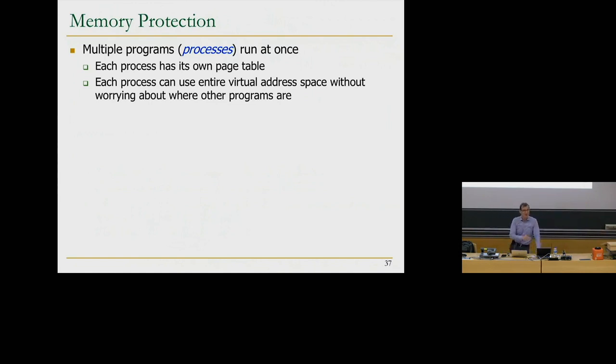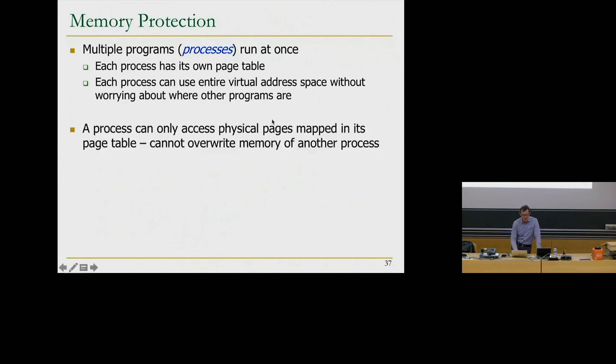But virtual memory, by enabling this indirection and having a virtual to physical mapping for each process, saves you from a lot of headache, because you don't need to think about other programs. So a process can only access physical pages mapped in its page table. It cannot overwrite memory of another process. So that's beautiful, right? It's memory protection, basically. So it provides protection and isolation between different processes so that they don't touch each other's data. They cannot read each other's data, they cannot write to each other's data unless they specifically share a page.